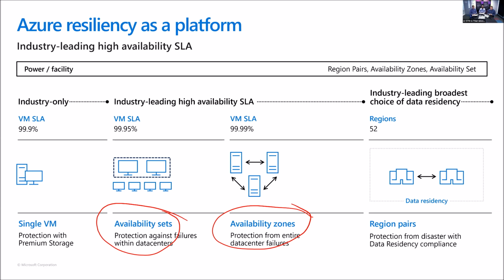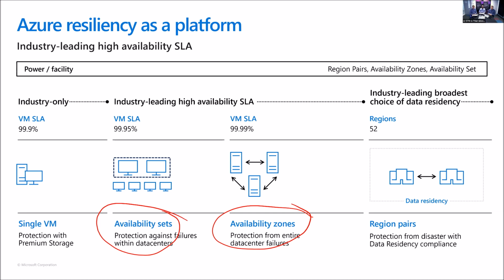Availability zones is slightly different. Availability zones is 2 or more workloads across zones. So you'd have a workload in one data center and another workload at another data center, and then basically that's your resilience in that respect. So you can see the difference in the VM SLAs within the same region. Availability set is 99.95 versus 99.99 for availability zones.